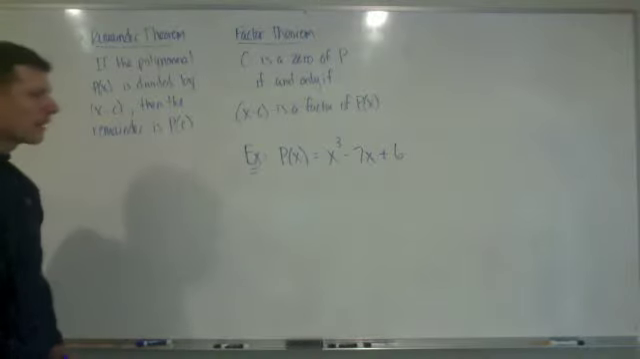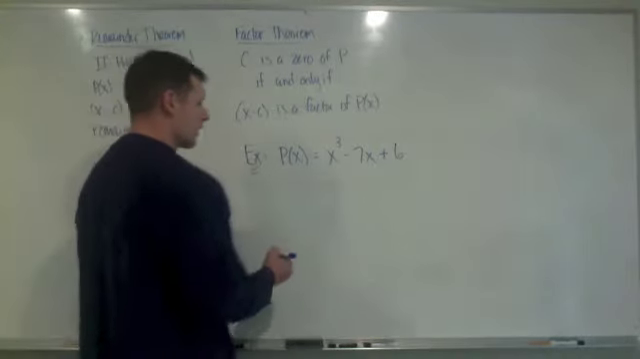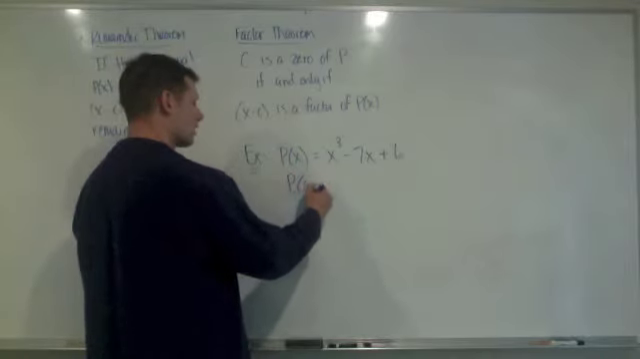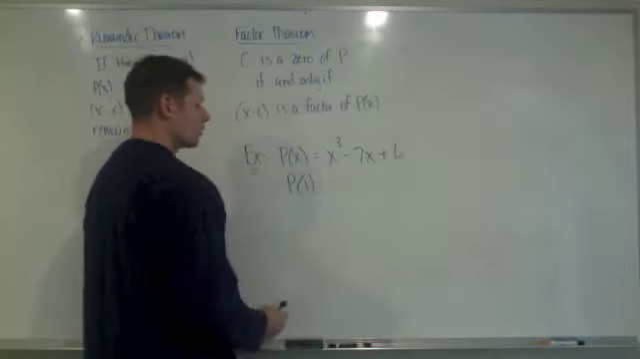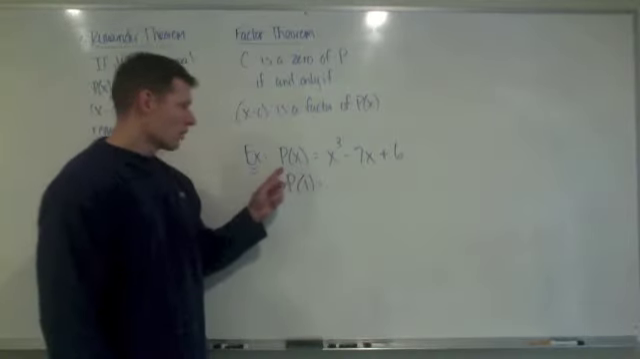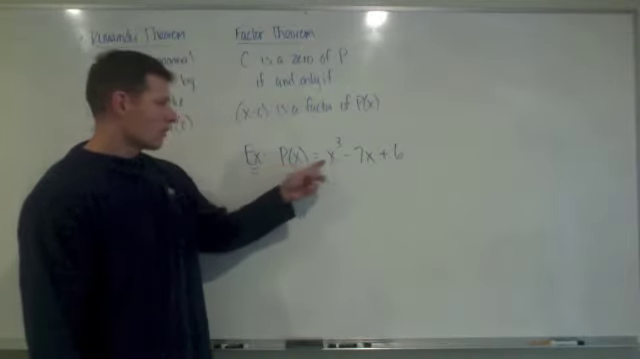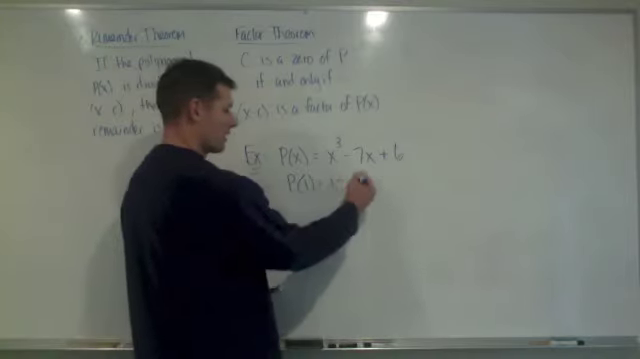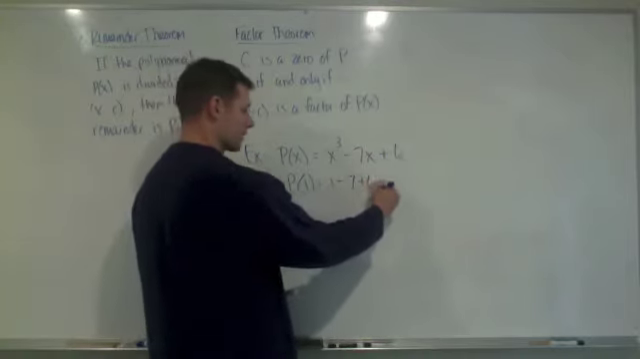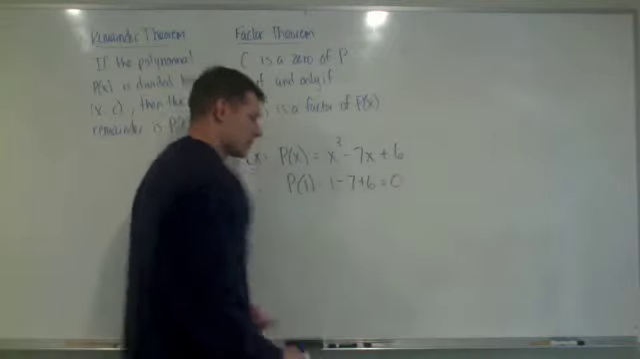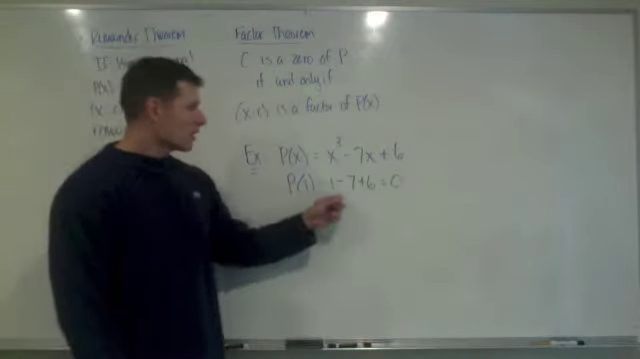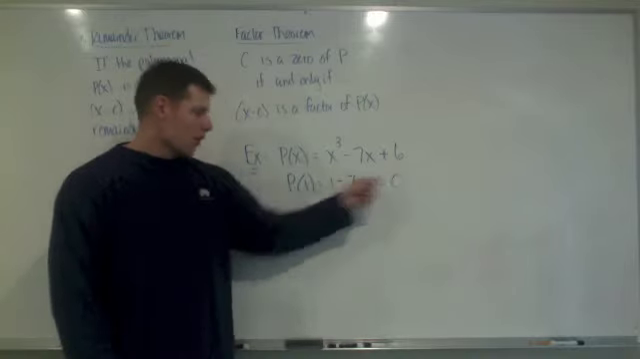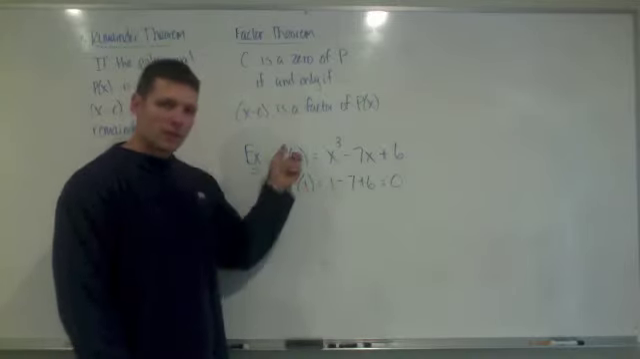Well, one thing I want to note is that, suppose I also know p of 1. What does p of 1 equal? If I put in 1 here, we know that 1 cubed is 1, minus 7 times 1, plus 6, which says this equals 0, doesn't it? So p of 1 equals 0, which means there's 0 remainder when I plug 1 into this polynomial.